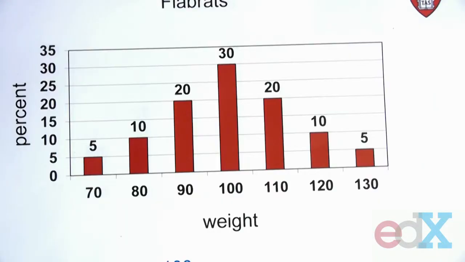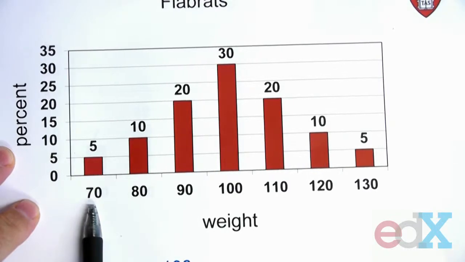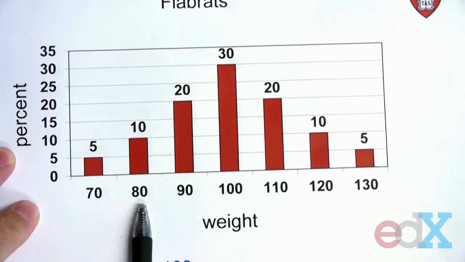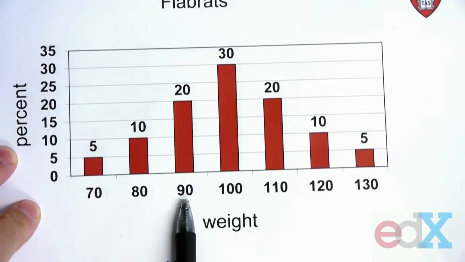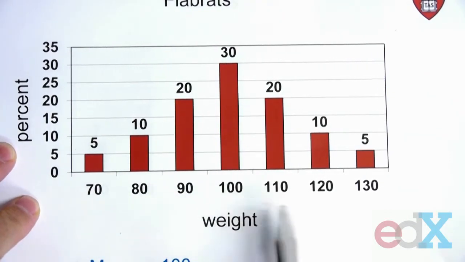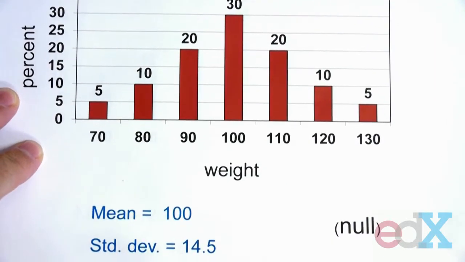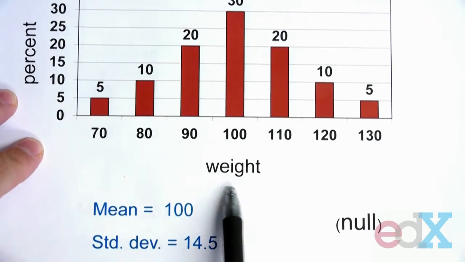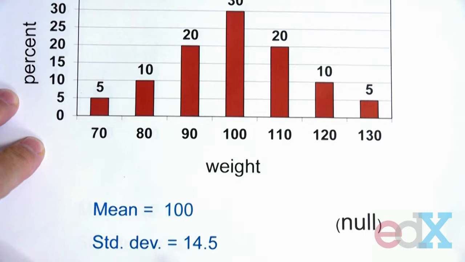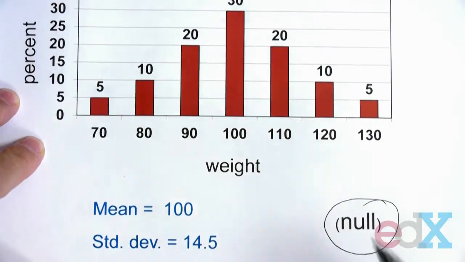So here's a bar chart to describe the weights of a FLABRAT out in the wild. Not that they're very wild, but still. So we see that 5% weigh 70 units, 10% weigh 80 units, 20% weigh 90 units, and so on. So you can think of a unit of weight as a gram if you want to, but it doesn't have to be. Anyway, if we put this into our calculator to see what the weight is, we see that the mean is 100 and the standard deviation is 14.5. Let's call that our null distribution. Okay, so that's the null distribution.